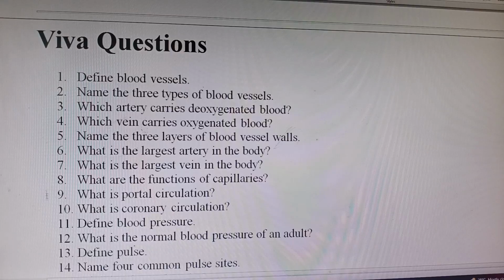These are very common questions asked in this topic. Okay students, you can prepare for these questions.